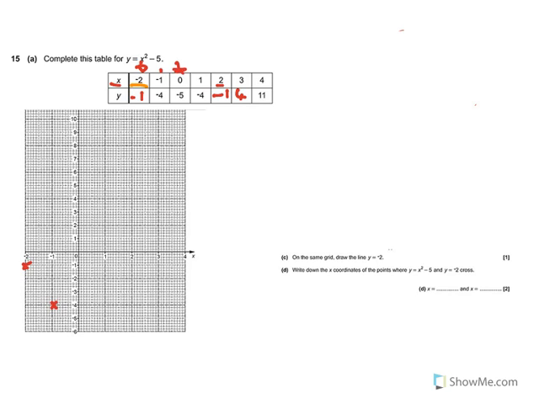When x is 0, y is minus 5. Here, when x is 1, y is minus 4. It's there. When x is 2, y is minus 1. It's here. And then when x is 3, y is 4, goes there. And the last one, when x is 4, y is 11, which goes up here. And then you just simply draw a curved line which crosses each of the x's like this. You have to draw that to get the full marks.